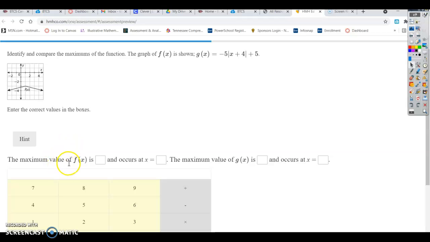Alright, it says the maximum value of f of x is, so we can evaluate this by looking at the maximum value here. The maximum comes from your y-axis. Okay, the y-axis, you can see that the highest point on this function is -3. And that occurs at what x value? So your maximum occurs at x equals 1.